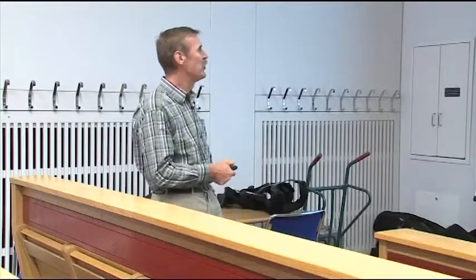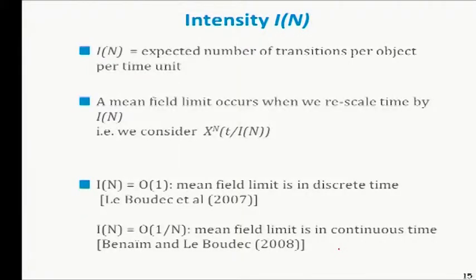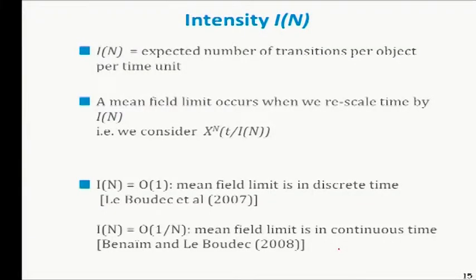To get a limit, we need some scaling law, and the key quantity for the scaling law is what we call the intensity, which is the expected number of transitions per object per time slot. So remember, an object has a state, and the state of the object changes, and if there's a large population, there are many changes. But we need to take both a decision on what we call a time slot and an intensity such that the intensity I of n will essentially vanish. So this is the key quantity, which has to do with fixing the time slot.